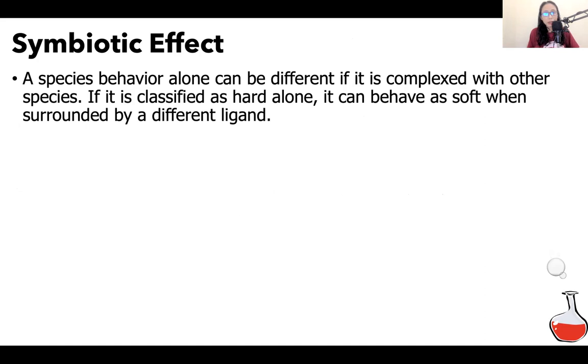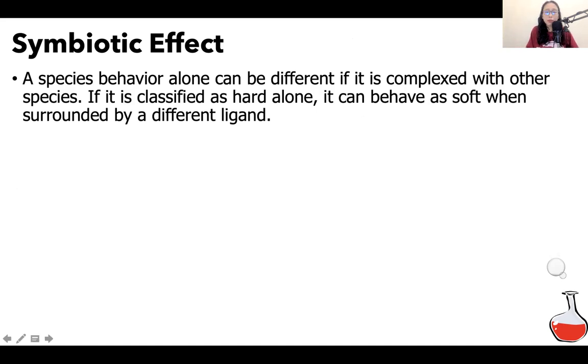You might have heard of the symbiotic effect from biology. This is different in your HSAB theory. So we have the term symbiotic effect in HSAB theory, but it's different. A species' behavior alone, meaning by itself, can be different if it is complexed with other species. For example, if you have a species that is classified as hard by itself, it can actually behave as soft when surrounded by a different ligand.